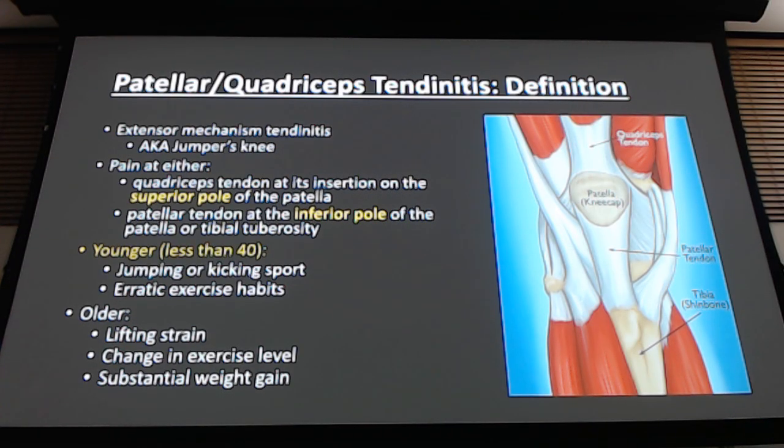Okay, so erratic maneuvers. Older, lifting strains, change in exercise level, substantial weight gain. I think it's funny that they add that in there. Because again, I always tell patients every pound of weight is about eight pounds across the knee. And that goes across both knees. So you start doing the math, 20 pounds overweight, if my math serves me, that's 160 pounds on one knee, correct? But that's actually 320 pounds across both knees. It's pretty significant, isn't it?